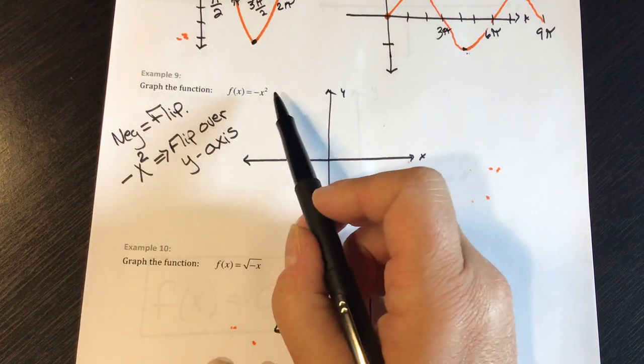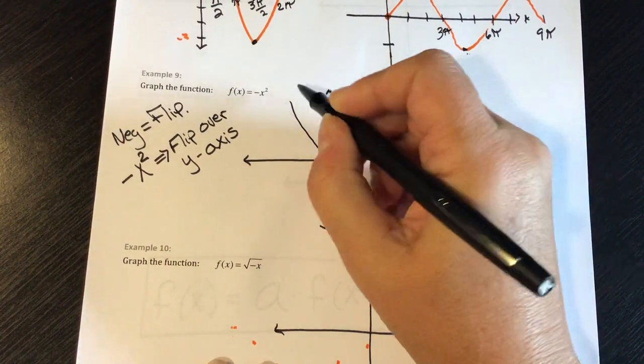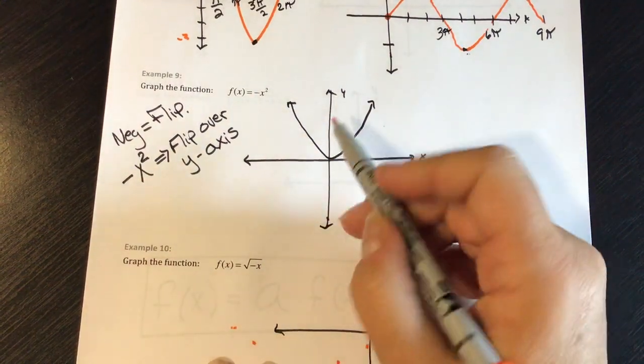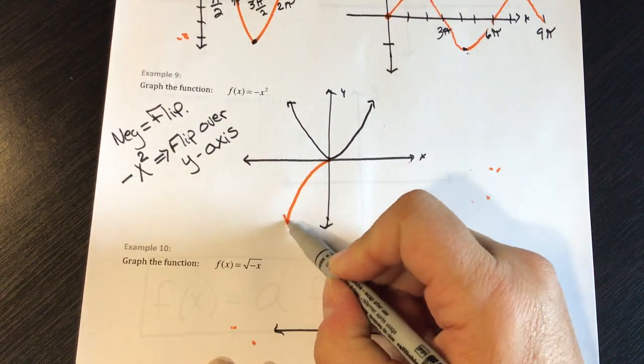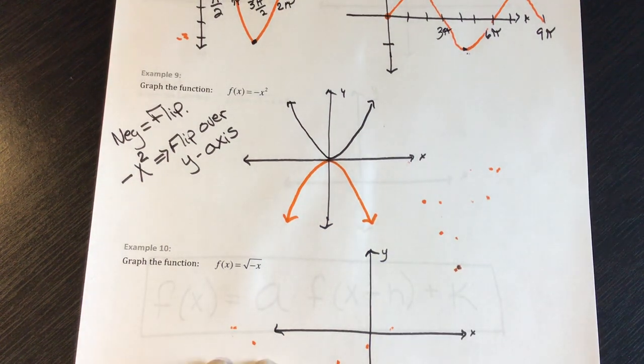Okay, so if I look at this, my parent function is here. It's a parabola again. And because of this negative, now I want to just flip this downward over the x-axis.